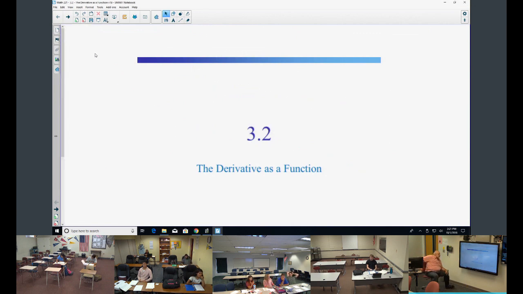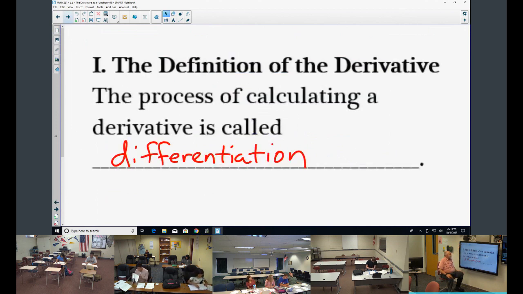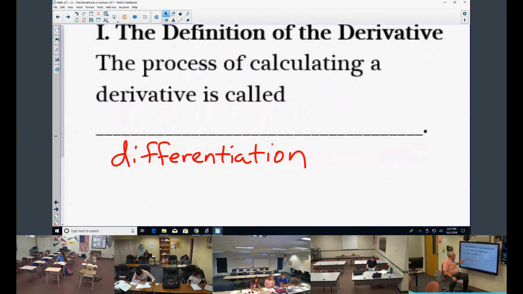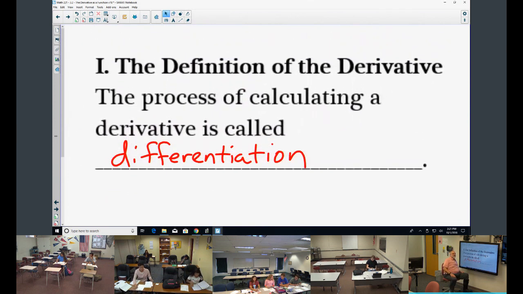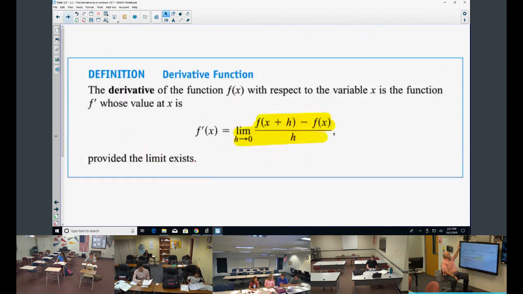Okay, so the next section is called the derivative as a function. The process of calculating a derivative is called differentiation. So the derivative, this is the definition of the derivative. It's the same thing that we've been working on. When I say use the definition of the derivative, this is what we're doing, that same limit.